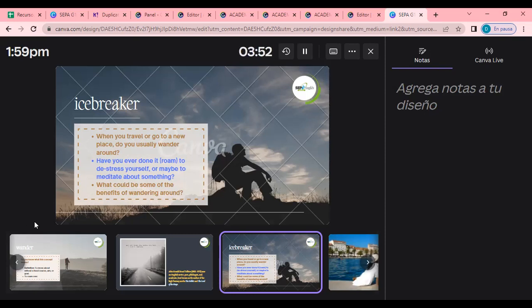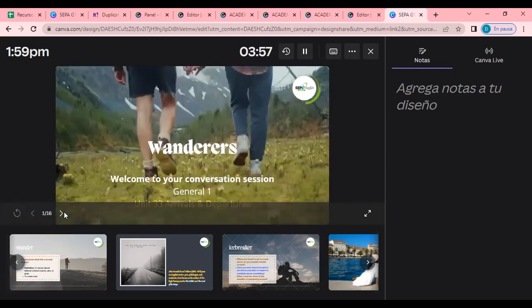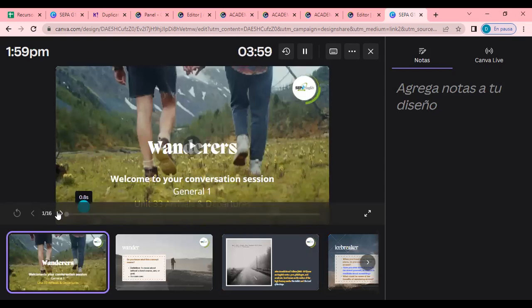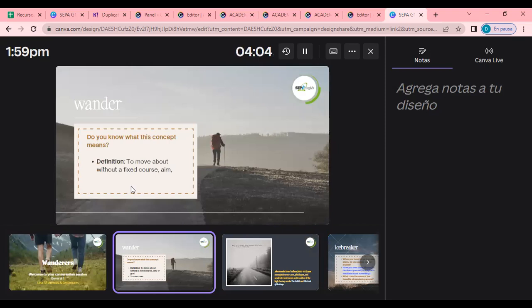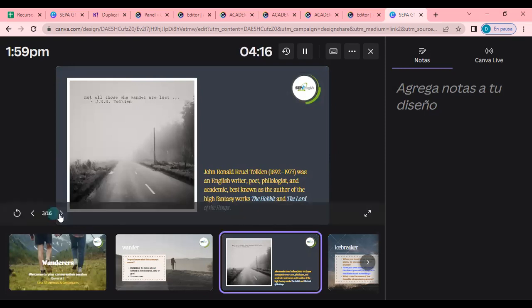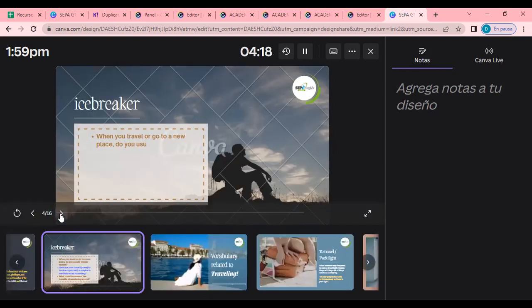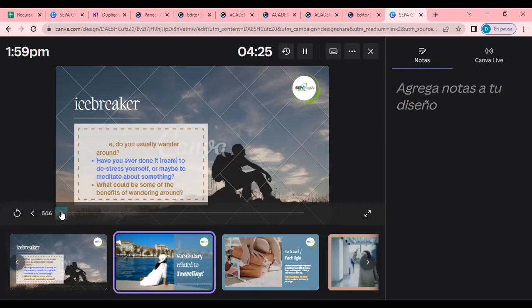Again, let's check the meaning of wander: to move about without a fixed course, aim, or goal, to roam over. Okay, next one.